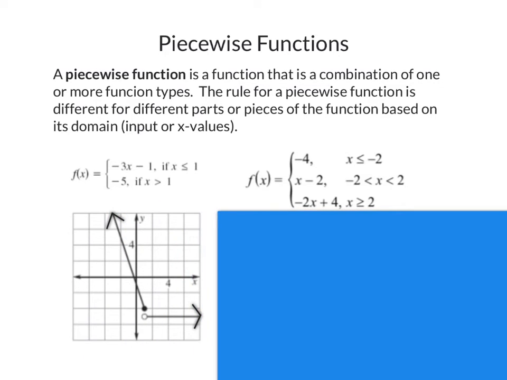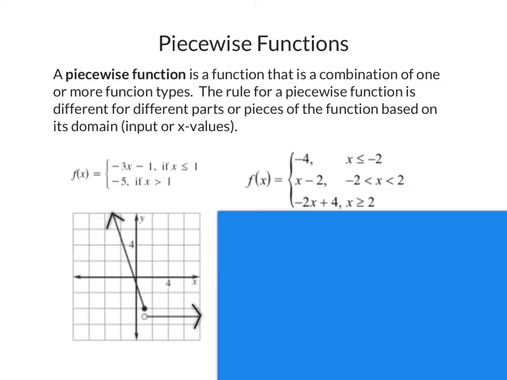If we look, we notice there's two pieces of our function in the equation, and the graph also has two pieces. Also notice that we have an open dot and a closed dot. Just like when we graph an inequality, we have an open dot if it's greater than or less than, and a closed dot if it's less than or equal to or greater than or equal to, to show that the point is included in our function.